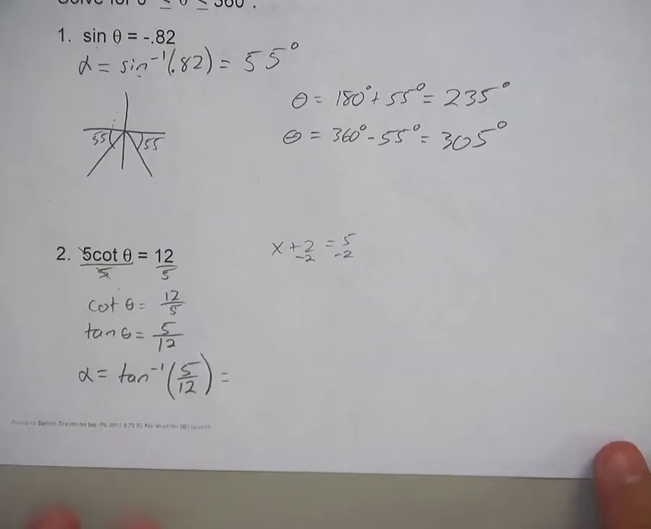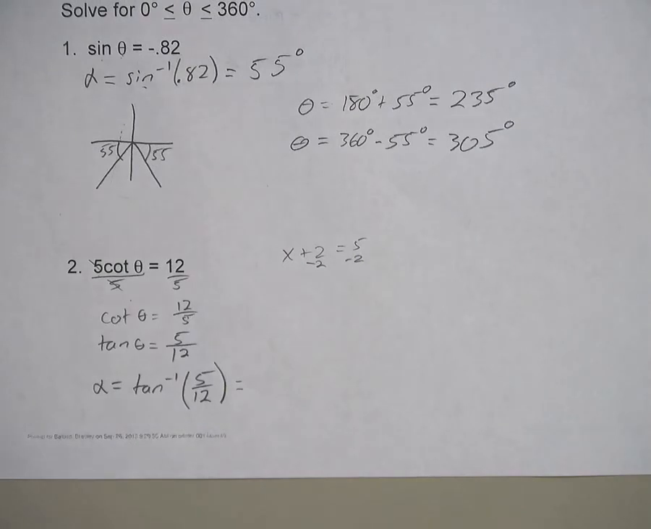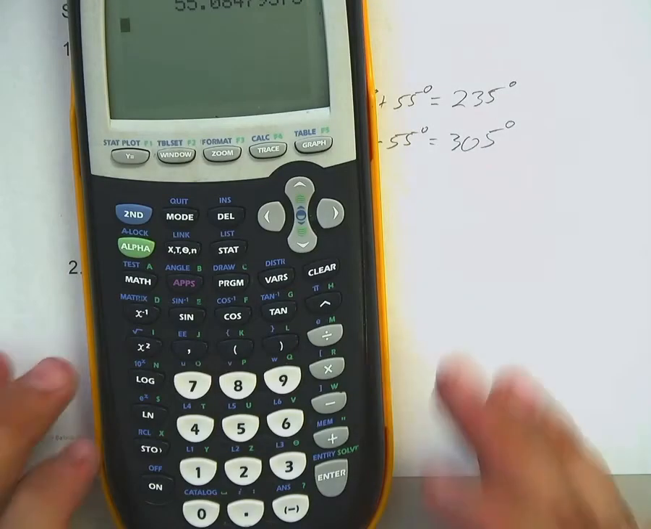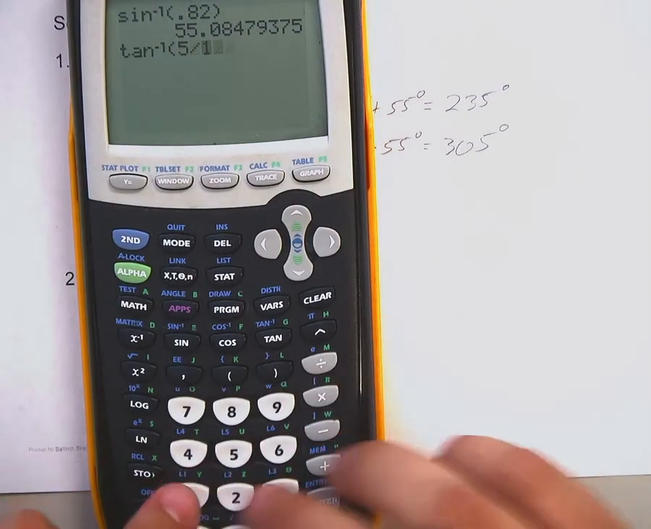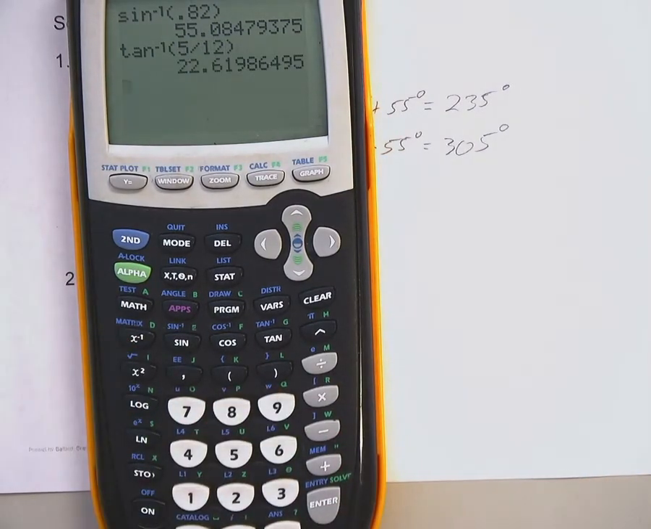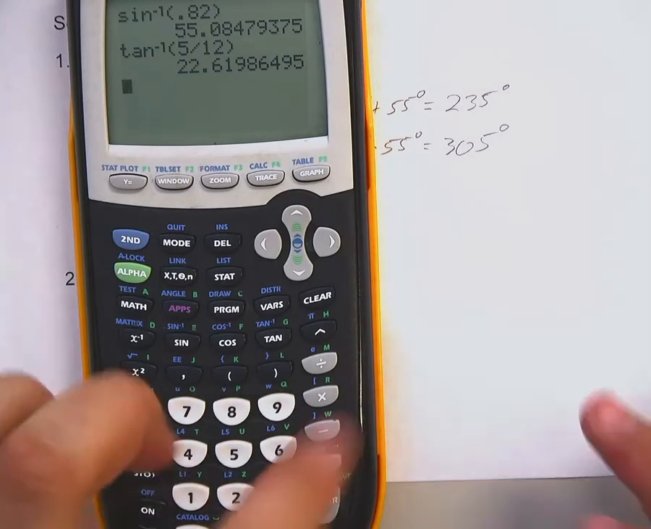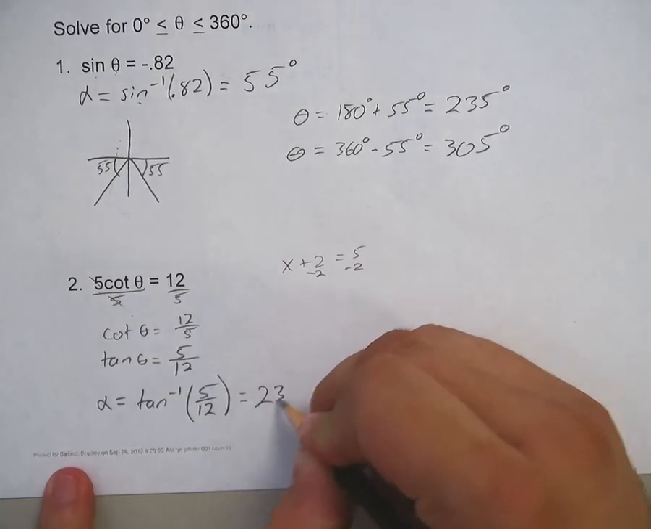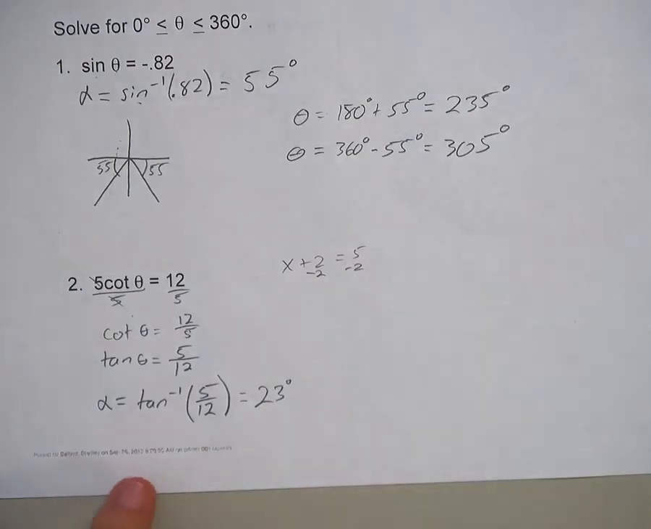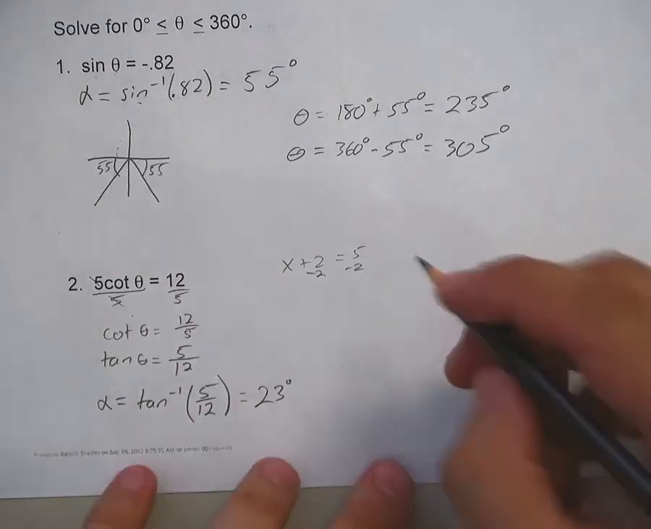So coming up with what we actually have here, we have the inverse tangent of 5/12. I'm going to grab my calculator. Second tangent, 5 divided by 12, and you get 22.6. Round up, you get 23 degrees if we're rounding to the nearest degree. So you've got 23 degrees as your reference angle.